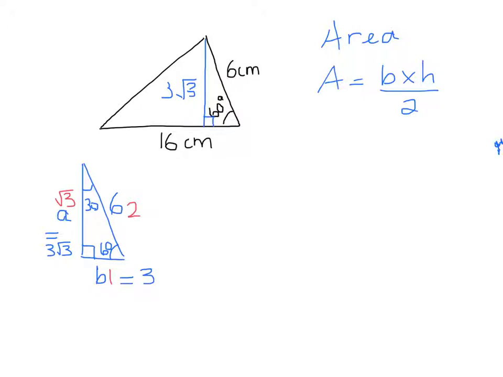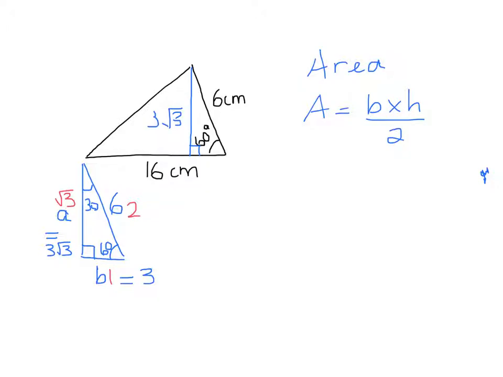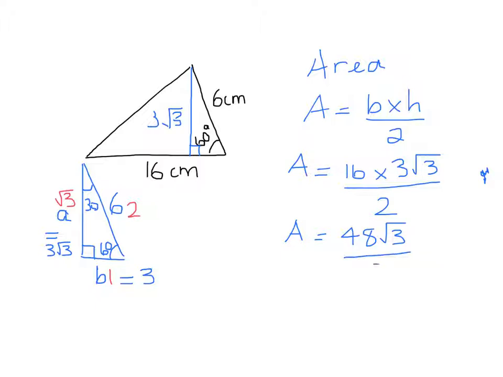And we can put that information into our formula. So area equals the base, which is 16, times the perpendicular height, which is 3 root 3, all divided by 2. And then we can simplify that. 16 times 3 is 48, so I've got 48 root 3 over 2. And I can cancel down, so I've got 24 root 3 centimetres squared. And we're done.